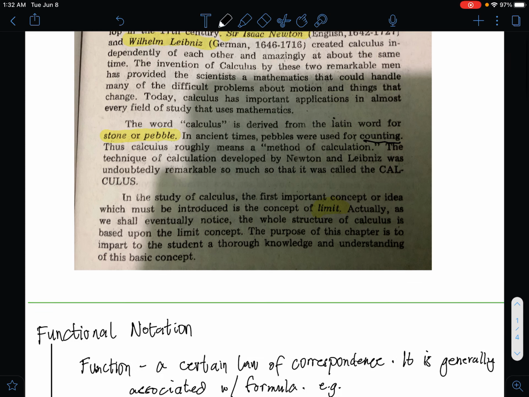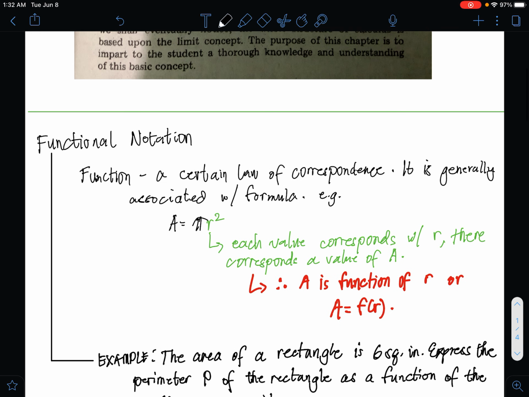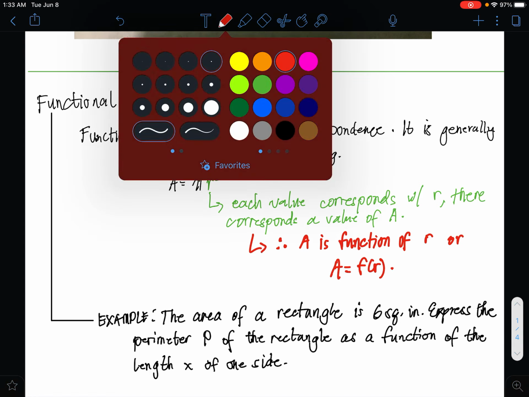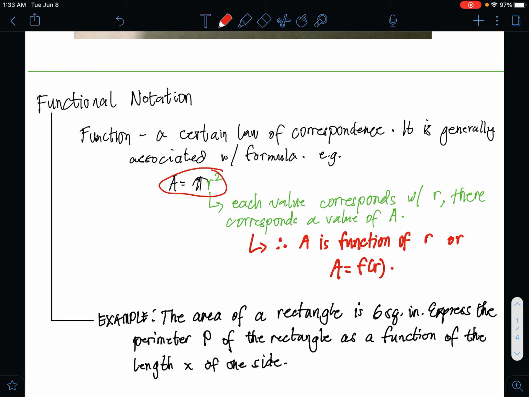So now, we first learn what functional notation is. A function is a certain law of correspondence. It is generally associated with a formula. For example, area is equal to pi r squared. That is a formula. So how is that a function? For each value of the radius r, there corresponds a value of A.